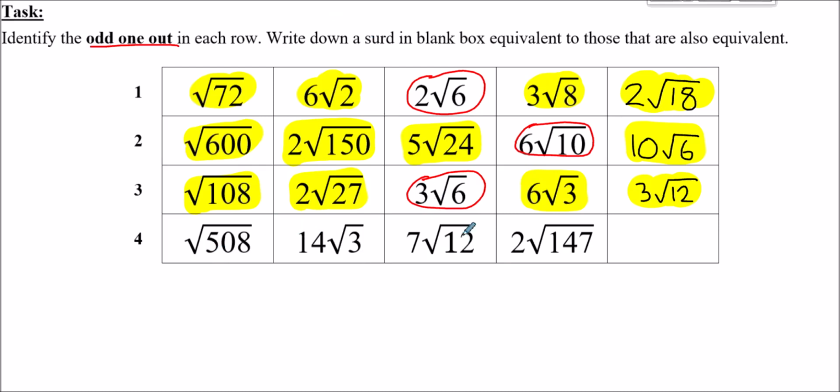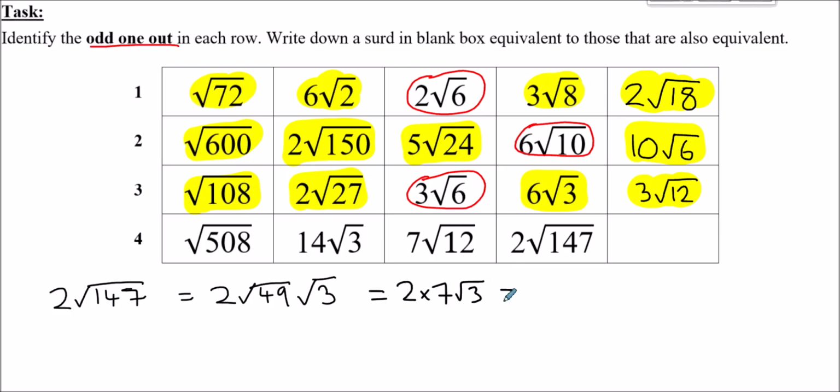And so let's consider, first of all, 2 root 147. 147 is 49 multiplied by 3. So I'm going to rewrite this as root 49 root 3. The square root of 49 is 7. So it's the same as 2 times 7 root 3. And 2 times 7 is 14 root 3. And so 2 root 147 matches with 14 root 3. And so those two are the same as each other. And so these two can't be the odd one out.